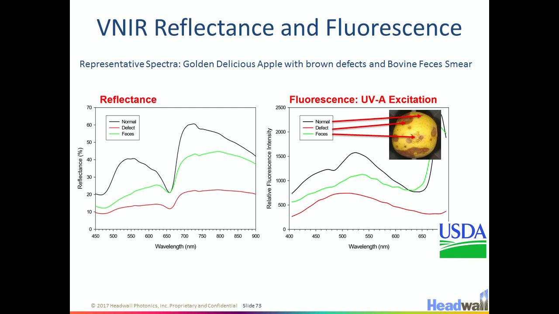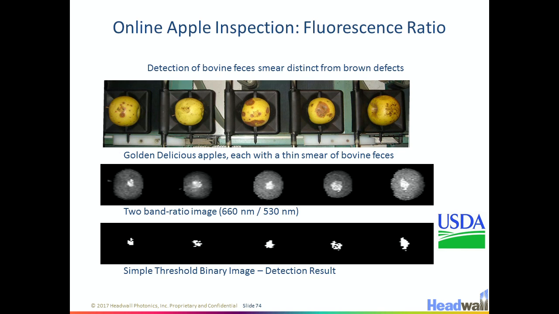And so looking at reflectance, it's the normal apple, these bruise defects, and then each one in these experiments had a small spot of bovine feces on them. And in the near infrared, there's some really big differences between the normal and the bruised apples. And in the visible part of the spectrum, there's a really big difference between the fluorescence of the normal and the fecal contamination. And so the whole thing runs through one by one. I'm giving an example here of a very simple classification for finding the fecal contamination, and it's pretty good at getting every one of them.